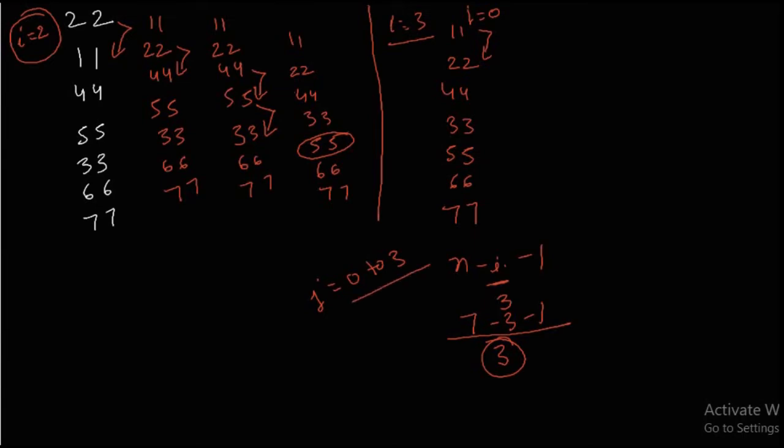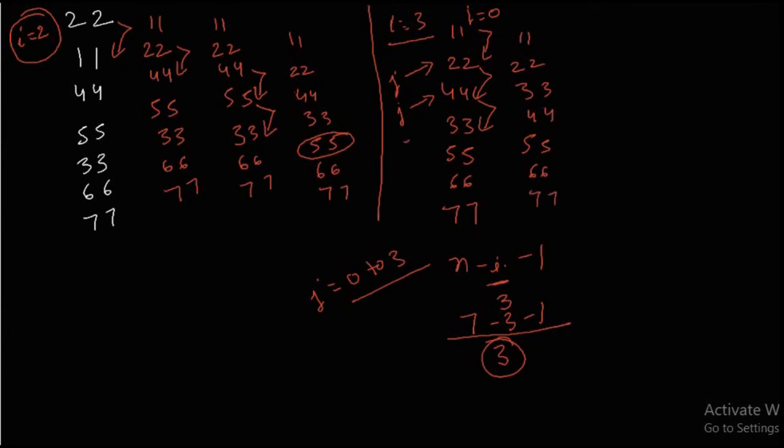So in the first we will compare 11 and 22. The value of j is 0. So 11 and 22, no swapping will take place. Now the value of j is incremented and now j is 1. Now we will compare 22 and 44. No swapping will take place. Now j will be incremented and the value of j is 2. Now 44 and 33, yes, swapping will take place. So we'll write it as 22, 33, 44, 55, 66 and 77.